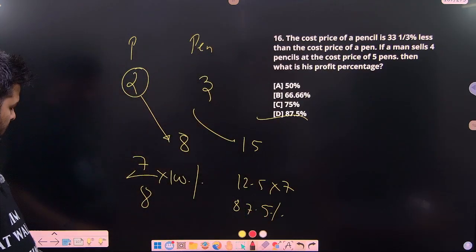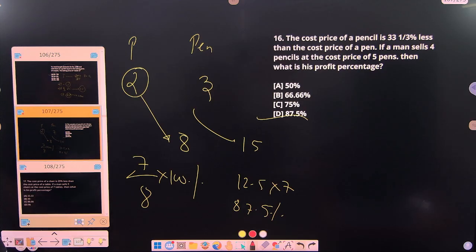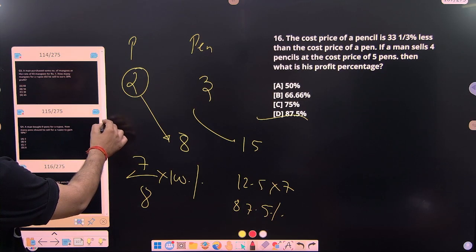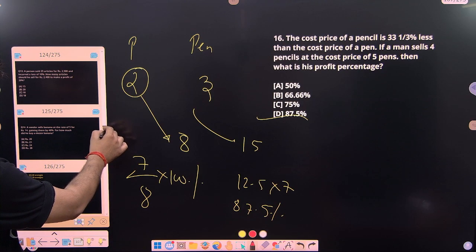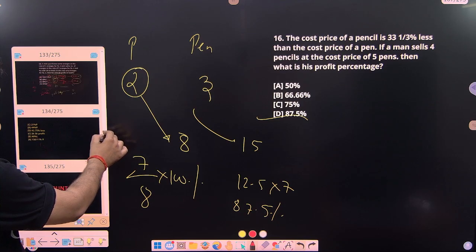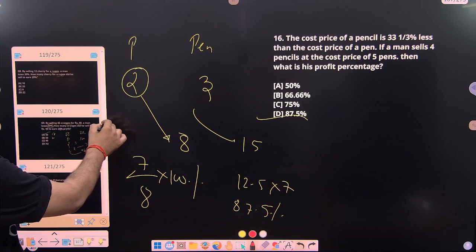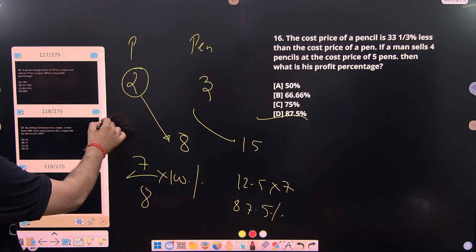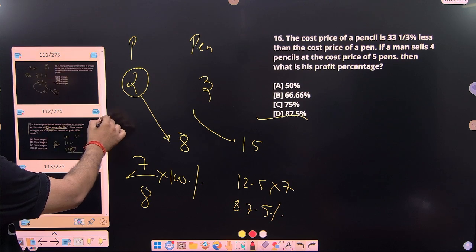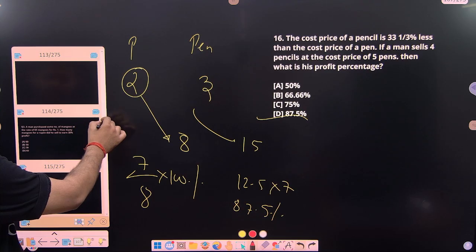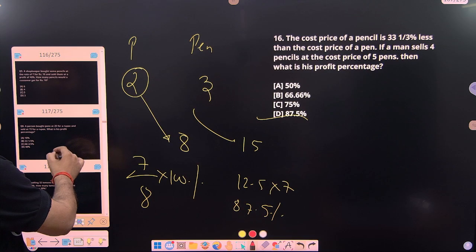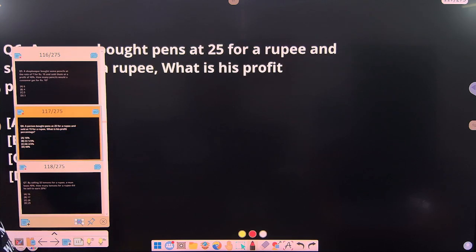Type 10. We are close to the end. Type 10, question 6.